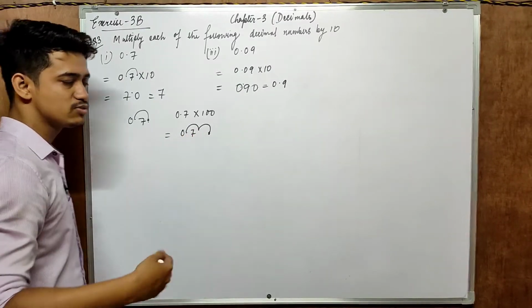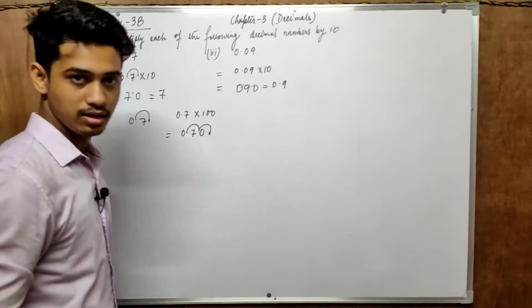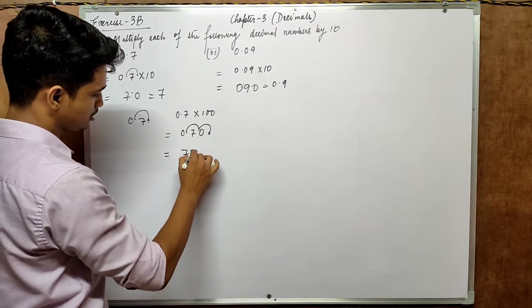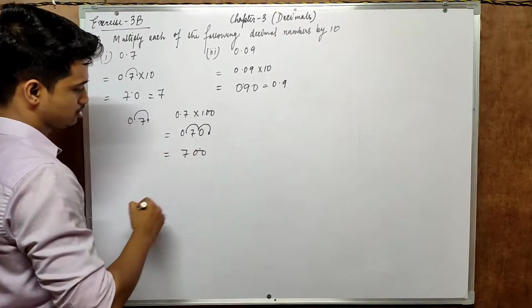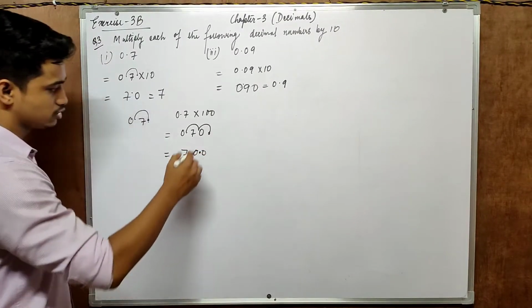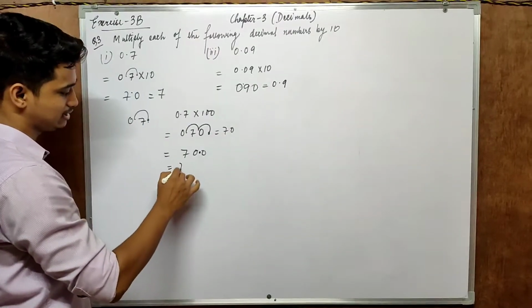So in the vacant place, what do I need to write? 70. Why? Because you just simply multiply it. 7 into 100 is 700. No, and the point is after one place of decimal. So I will write this decimal over here. So the answer is actually becoming 70 in this case also, and then in this case also.